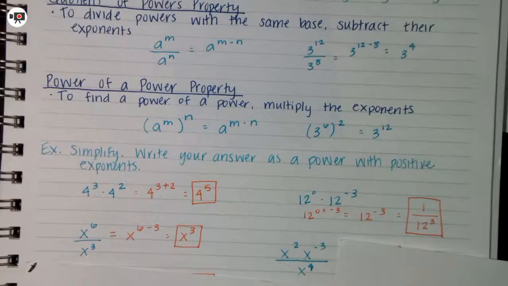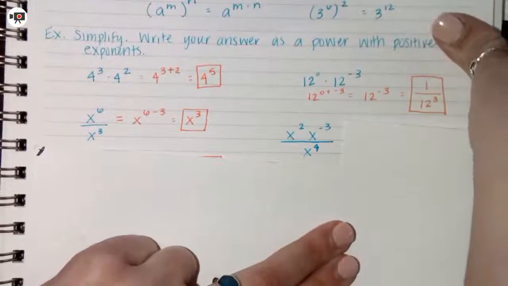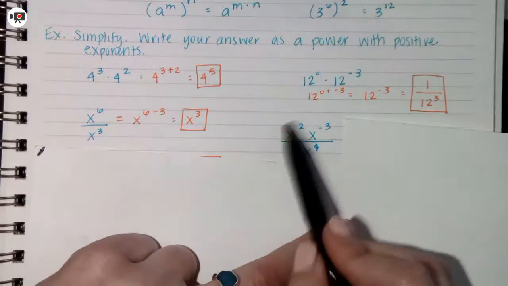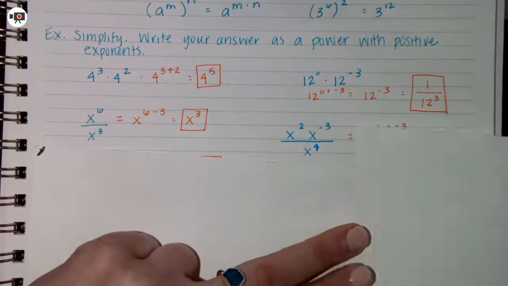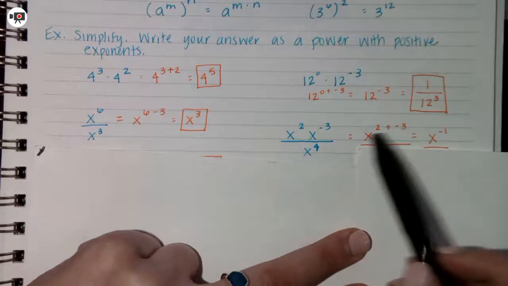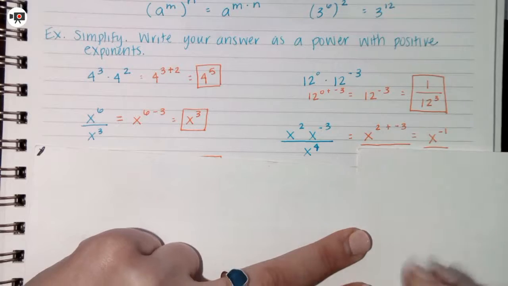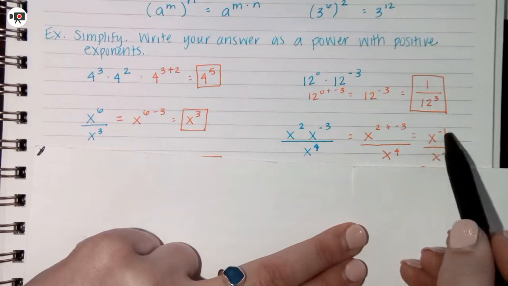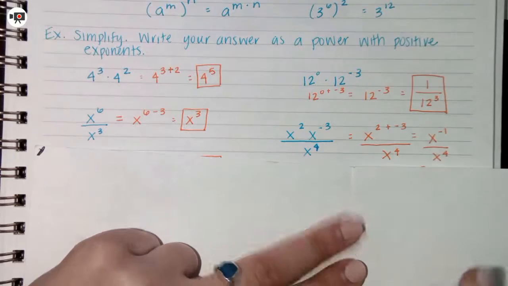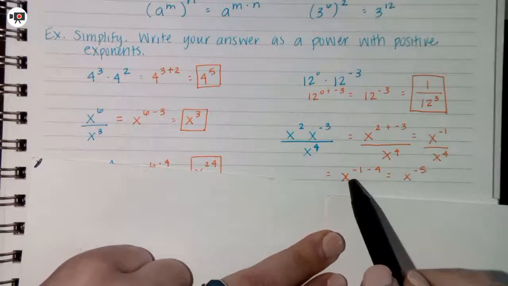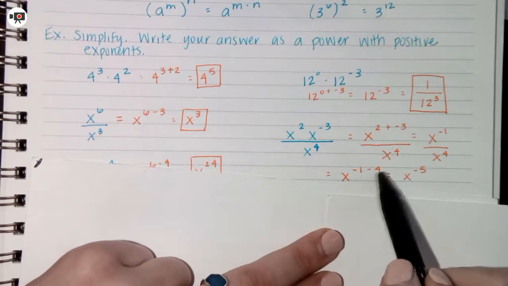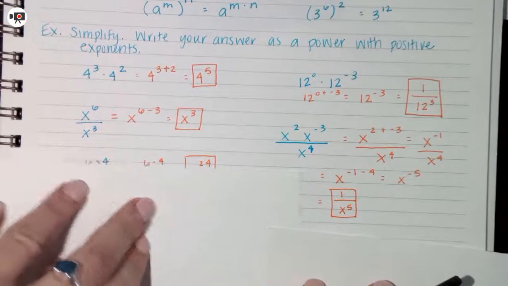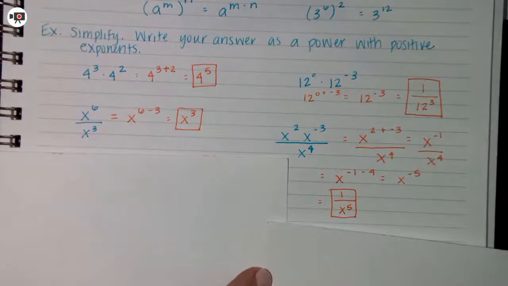If I have x squared times x to the negative 3rd over x to the 4th power, I'm going to simplify this numerator first, then deal with the denominator. So this would be x to the 2 plus negative 3 over x to the 4th, which would be x to the negative 1 over x to the 4th, which would be x to the negative 1 minus 4, which is x to the negative 5th, and that's a negative exponent, so I rewrite with a positive exponent here.